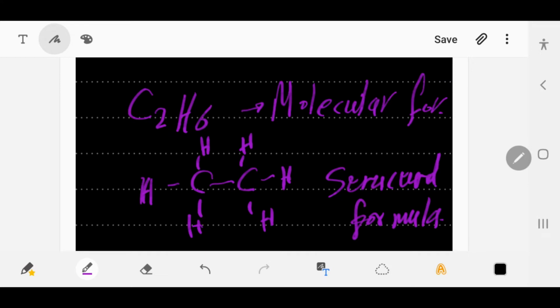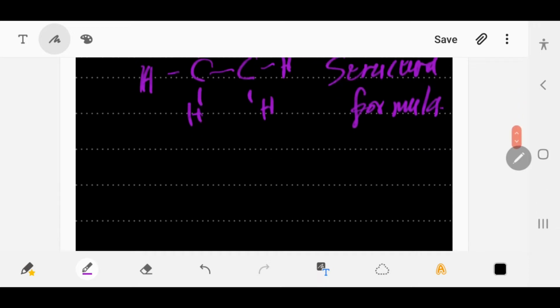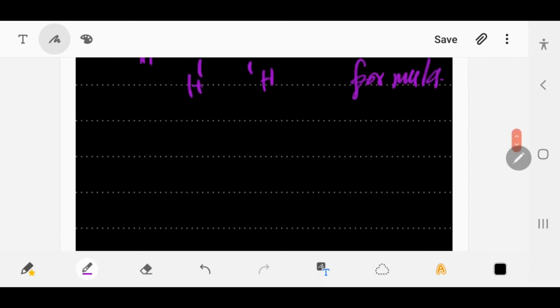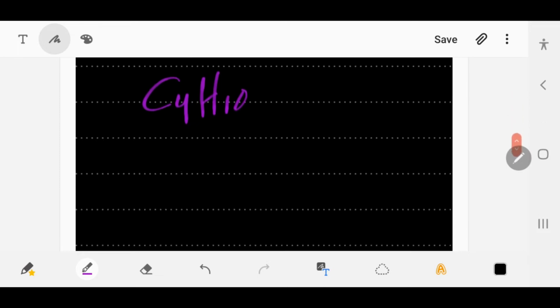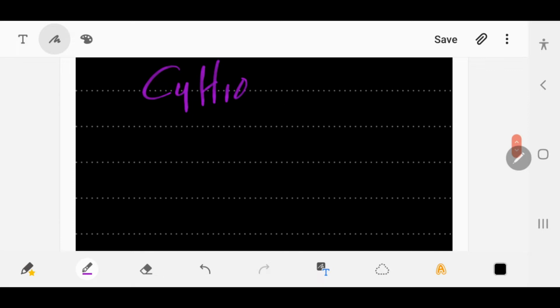So the structural formula can show us how the atoms are bonded to each other. Of course, we have more complex compounds, like for example C4H10. How can we draw this compound?